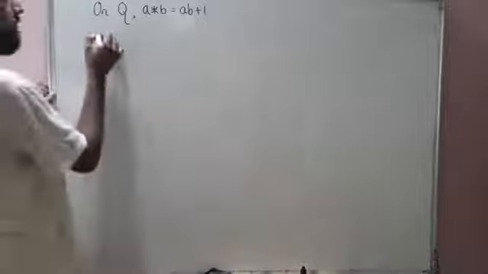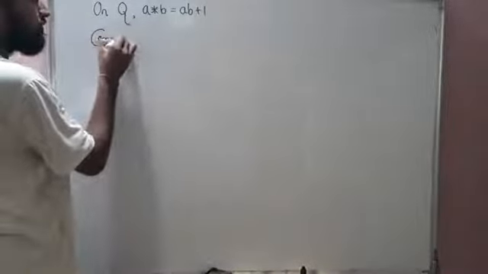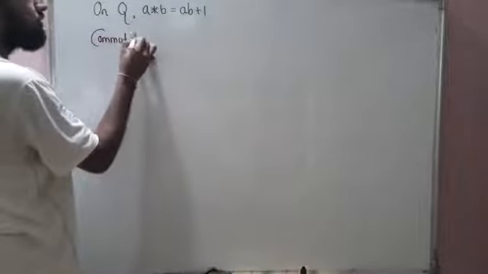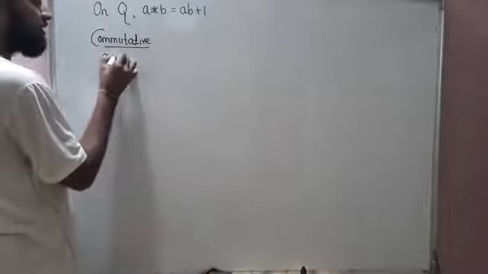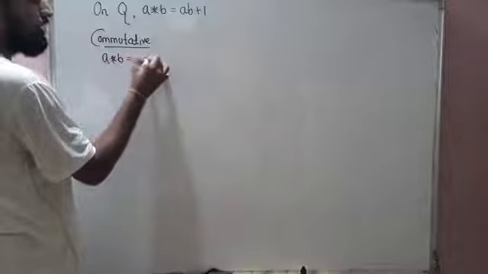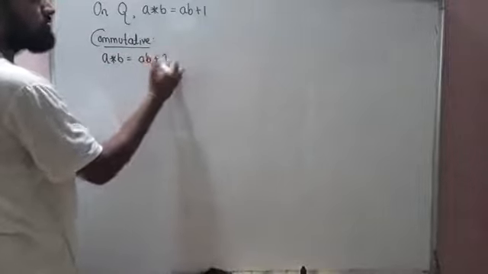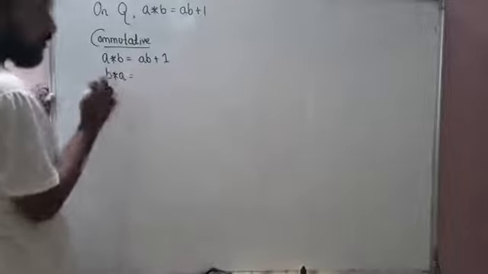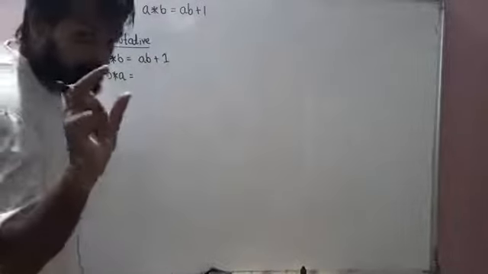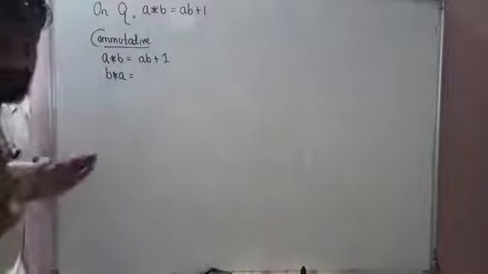So for commutative, what I'll do is I'll start with a star b, which is equal to, as usual they have given, ab plus 1. So now I'll go with b star a. What I have to do? I have to change only a and b position, nothing else.